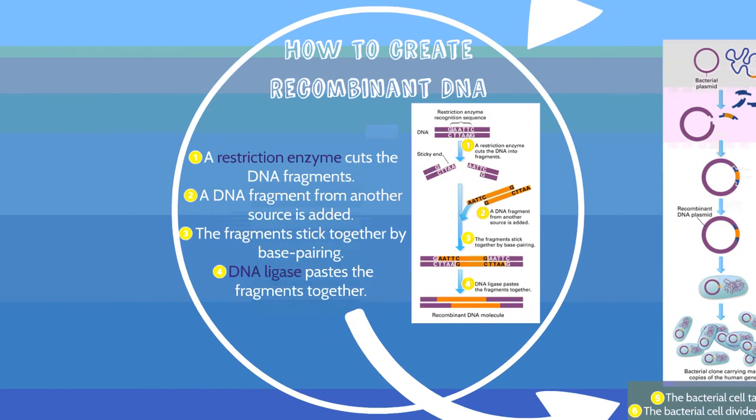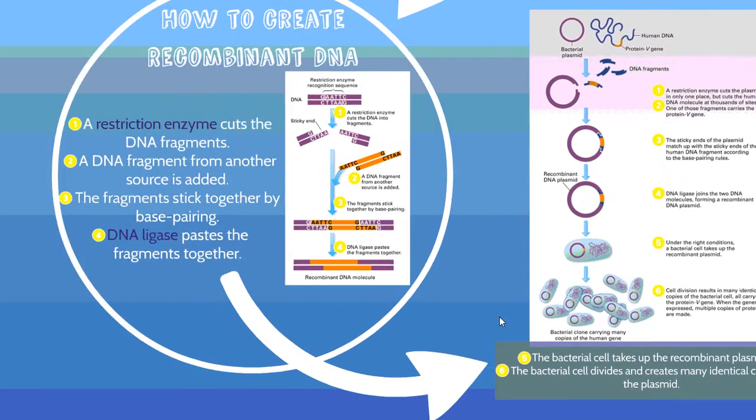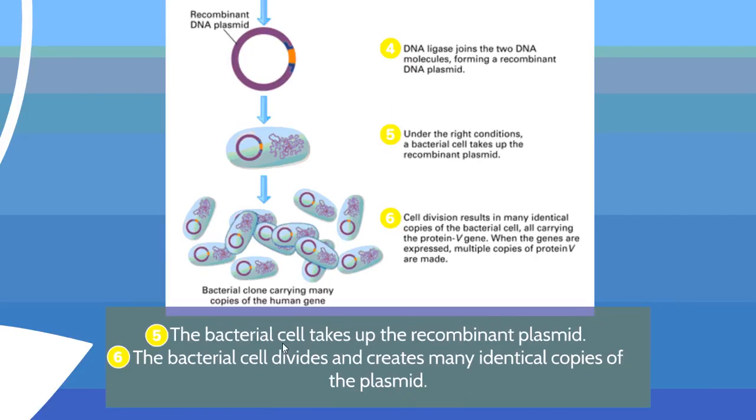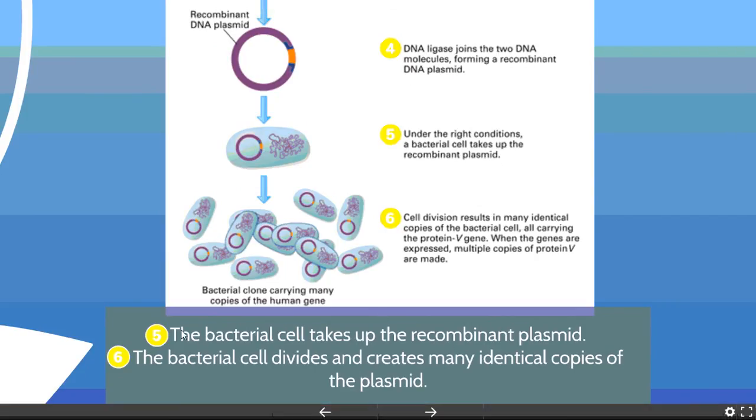So we use plasmids. This is kind of how this whole process works. You use a restriction enzyme like we talked about. It cuts that DNA fragment. And then the DNA fragment from the other source will be added in. And then the fragments will stick together by those base pairing rules like you see here. And then DNA ligase, that's an enzyme that will paste the ends of those fragments together. And then you'll put this in a bacterial cell, so it'll take up that recombinant plasmid. And then when the bacterial cell divides, it'll create more copies of that plasmid.